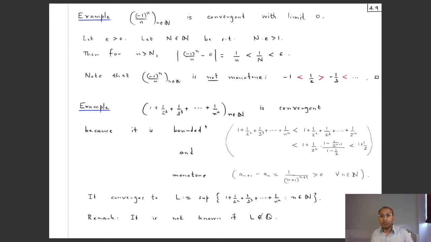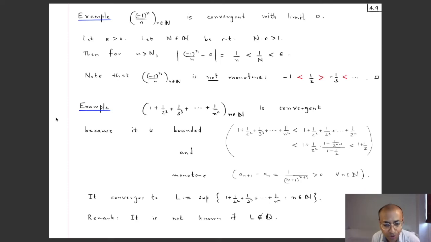Okay, so the sequence is bounded, and it's also monotone, you see, because in a(n+1) minus a(n), all the previous summands will cancel, leaving just 1 by (n+1) to the power n+1, and that's positive. So the terms of the sequence are increasing, and it's bounded, and so by the theorem that we just proved, it is convergent.